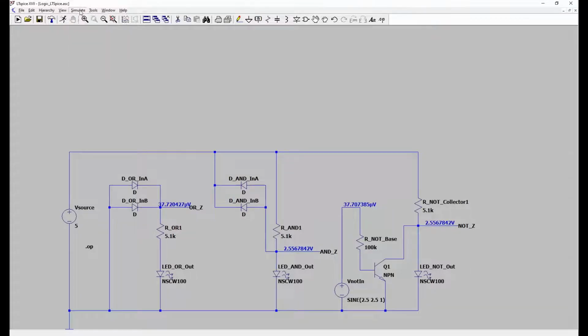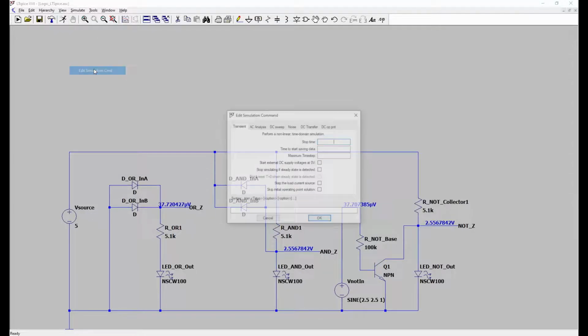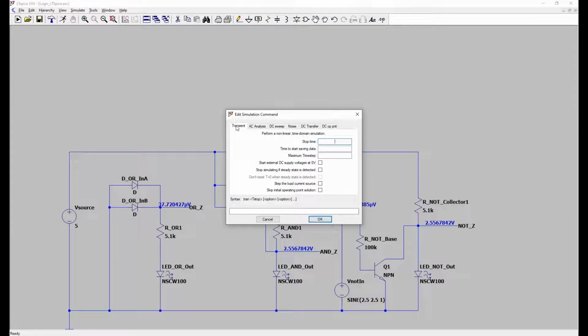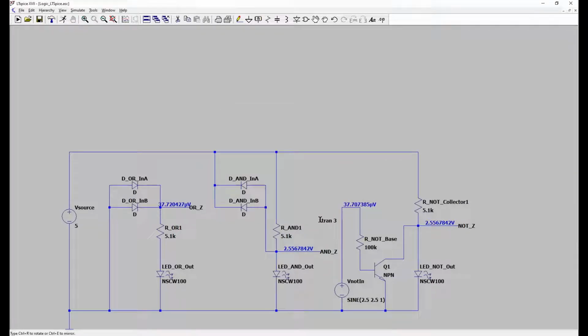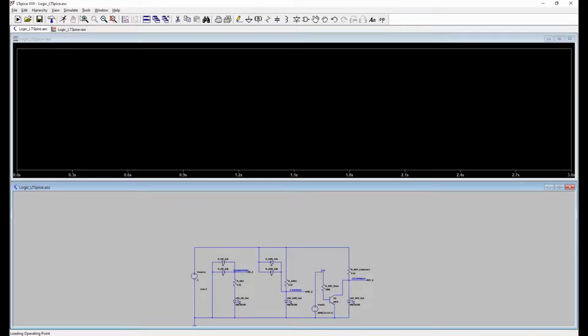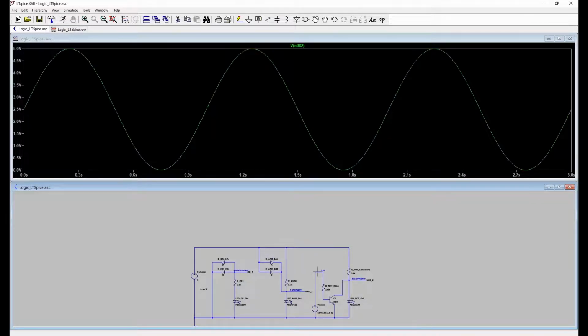Simulate. Delete this. And we will change that to a transient analysis with, say, 3 cycles. So with a frequency of 1 hertz, 3 cycles is 3 seconds. Now if we simulate this, this should be interesting. And look at the input voltage versus the output voltage.